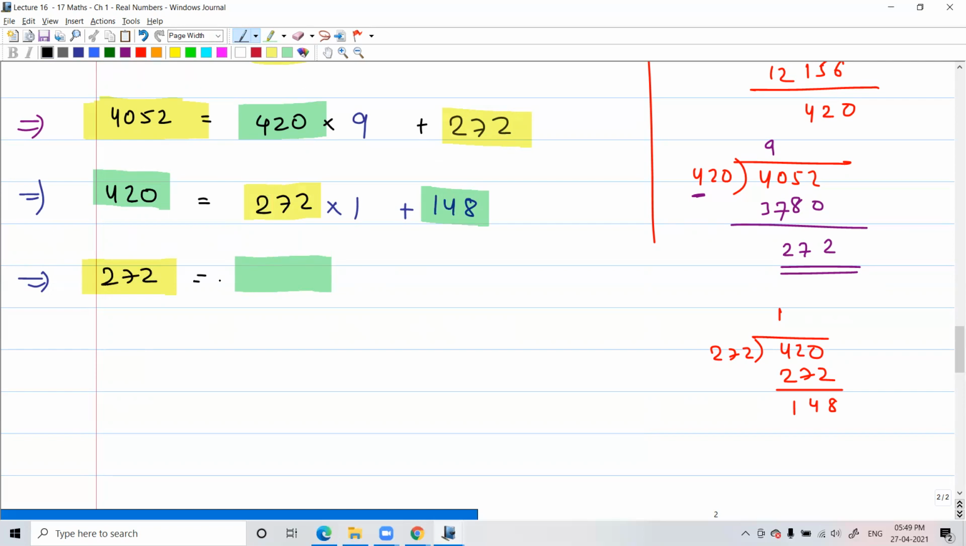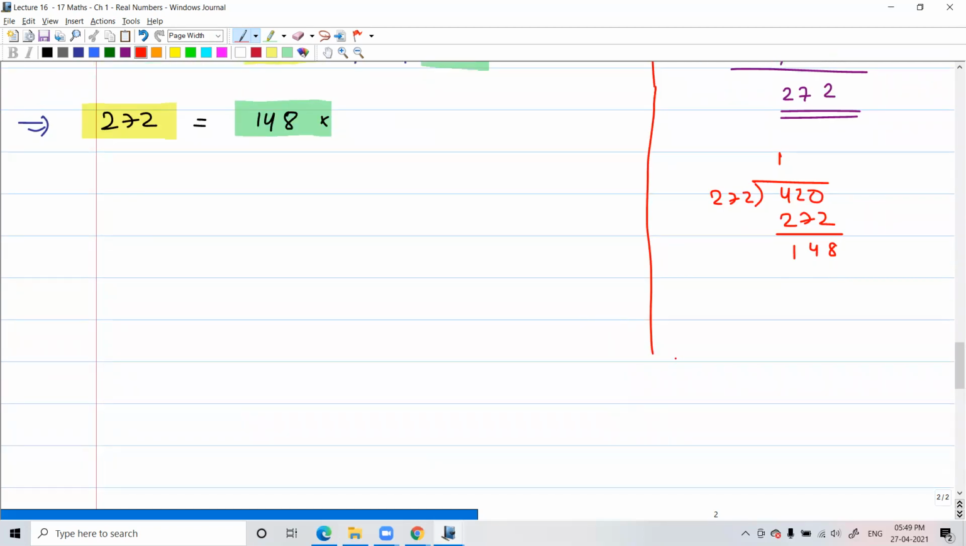So 272 is equal to 148 times of what? Into 1, sir. Yes, of course, 148 will not go more than one time. So do that and tell me what's the remainder. 124. Yes. So again, it has gone only one time plus 124. Still the remainder is not 0. Continue doing the same step again.